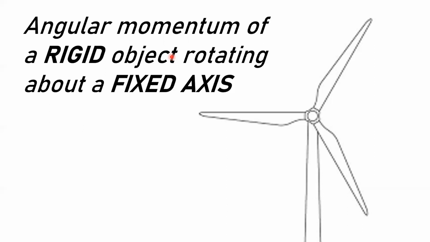Okay, so we're talking now about a rigid object. And I should qualify right now, it doesn't have to be permanently rigid. Now, this is a wind turbine. You can see the 3 blades here. We do think of that as rigid. That thing's not supposed to bend too much or break.